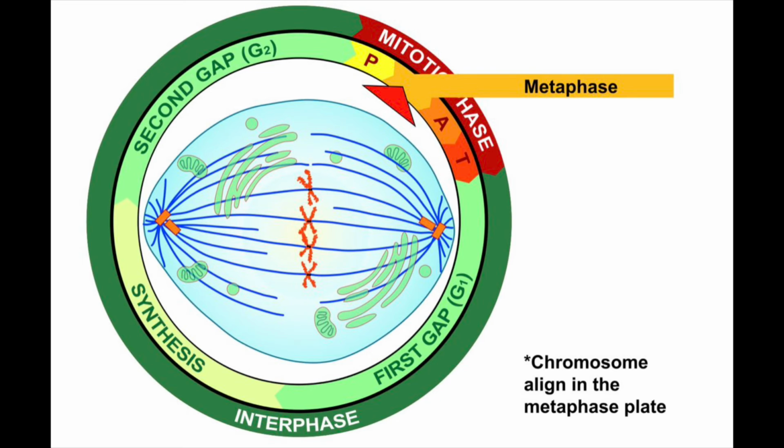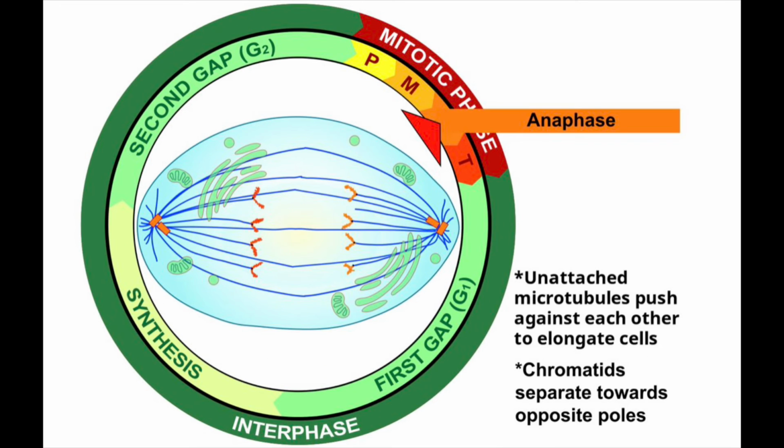When the metaphase is ending, the anaphase is starting. In anaphase, chromatids move to opposite poles, centromeres first. All of the chromatids are pulled by the microtubules. And at the end part of the mitosis, we have telophase.